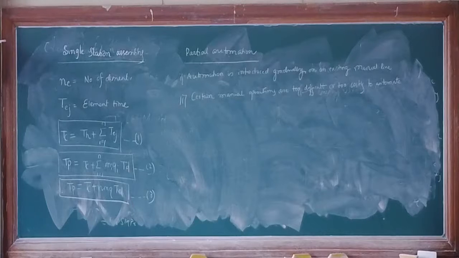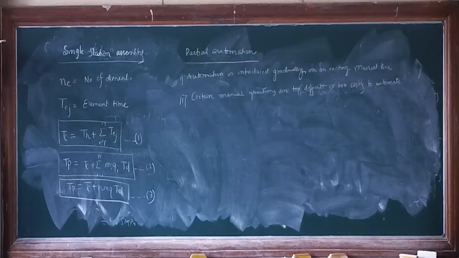Then how do you calculate the cycle time? Tc is determined by the slowest station on the line. Say this is one line, this is another, this is the third, and this is the fourth line. So which one is the slowest cycle time?